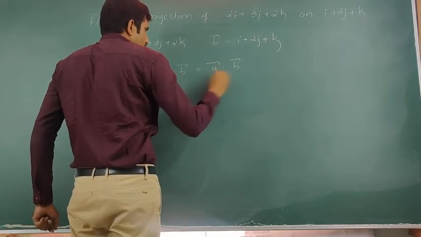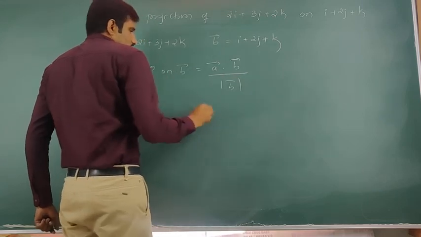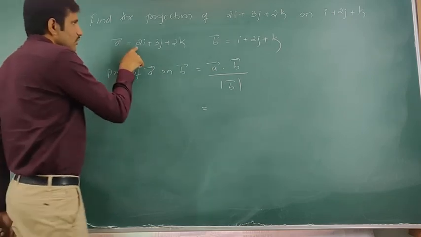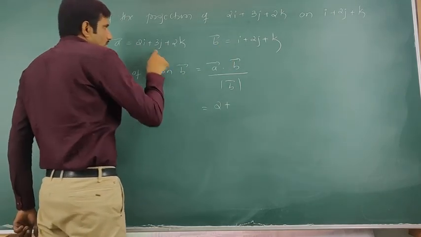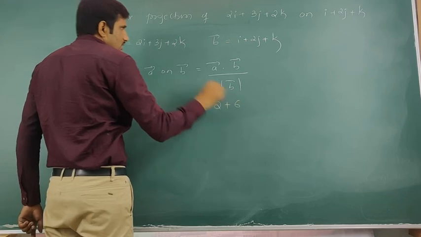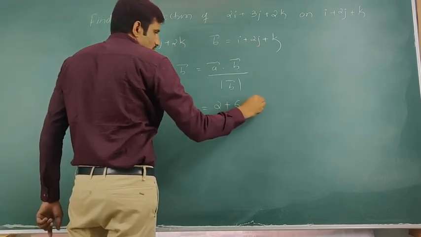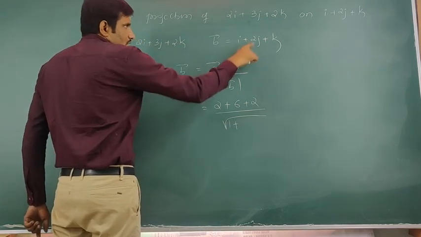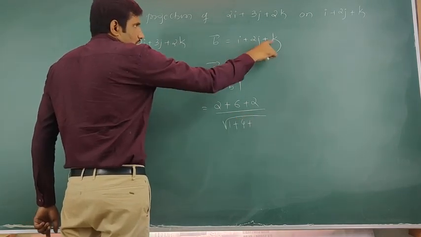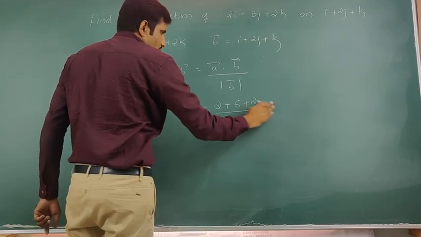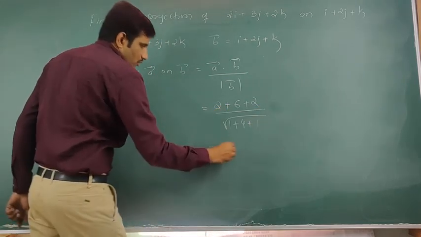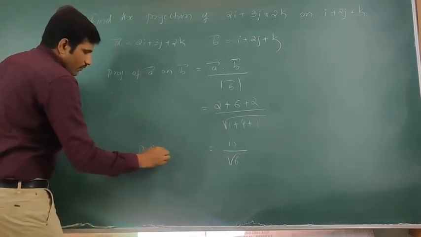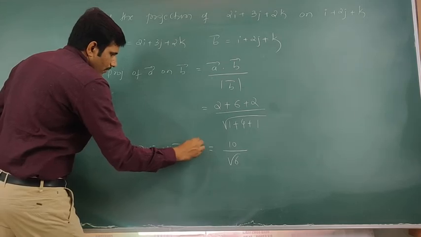The projection of vector A on B is A dot B divided by the magnitude of B. To find A dot B, multiply the coefficients of i, j, k. 2 into 1 is 2, plus 3 into 2 is plus 6, plus 2 into 1 is plus 2. Divided by the magnitude of B: 1 square is 1, 2 square is 4, 1 square is 1. So 2 plus 6 is 8, 8 plus 2 is 10, divided by root 6 is the projection of vector A on B.